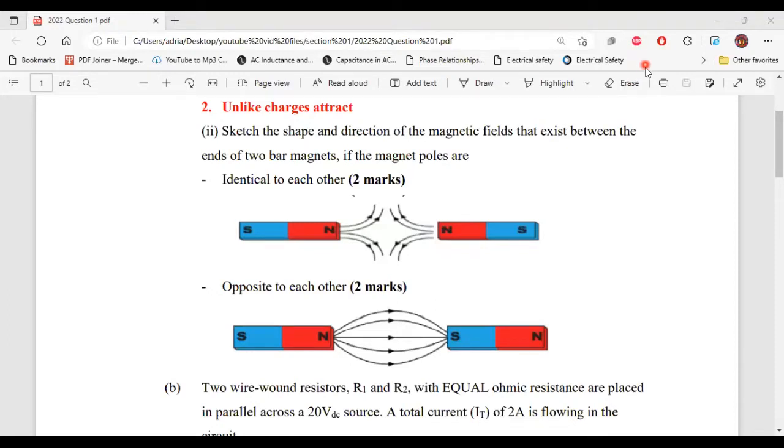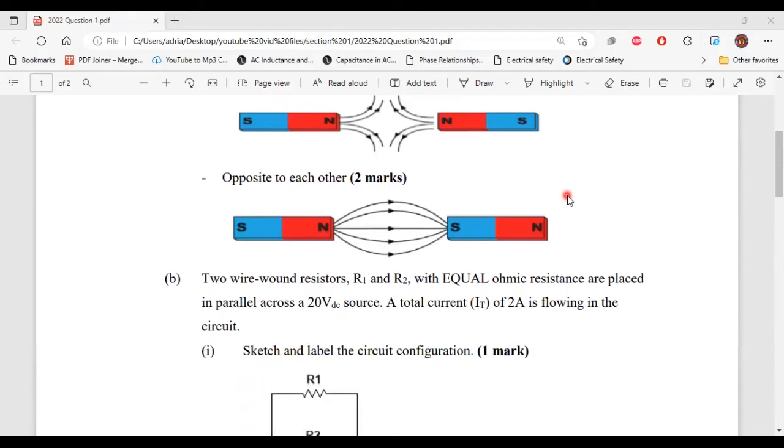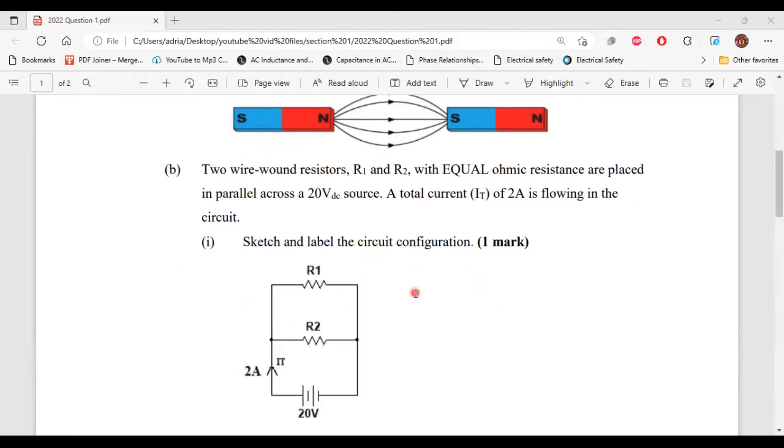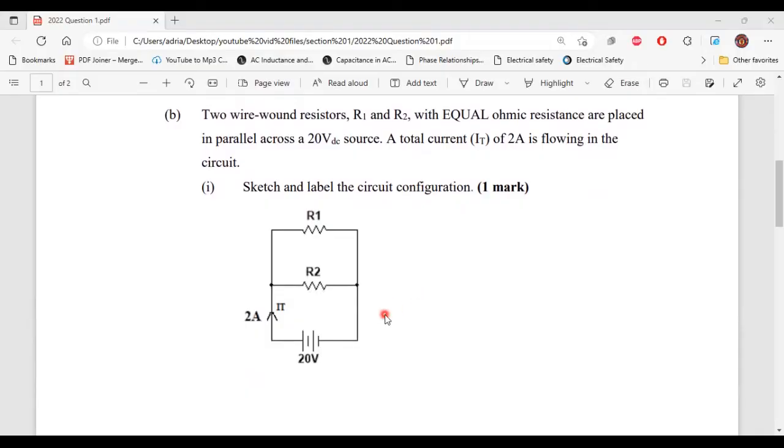Let's move on to part B. It says two wire wound resistors R1 and R2 with equal ohmic resistance are placed in parallel across a 20-volt DC source. A total current of 2 amps is flowing in the circuit. Part 1 of B, it says sketch and label the circuit configuration. So I already have the circuit configuration in place where I have R1 and R2 connected in parallel across a 20-volt source, and we have the total current of 2 amp flowing in the circuit. So that's it for part 1 of B.